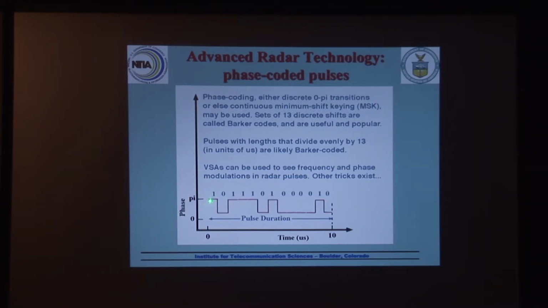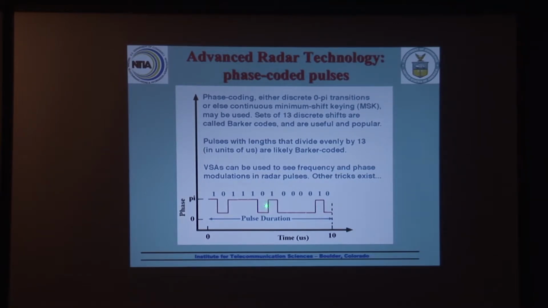Now, a mathematician named Barker designed a 13-chip algorithm in which phase is varied from 0 to pi, and we can represent these values of 0 and pi in phase within the pulse, which again is going from 0 to 10 microseconds, as being, for example, 1 0 1 1 1 0 1 0 0 0 0 1 0, etc.